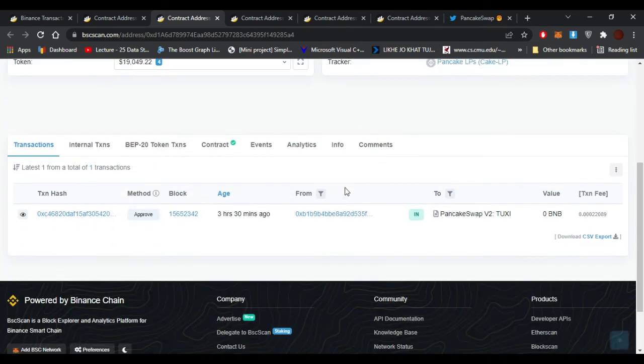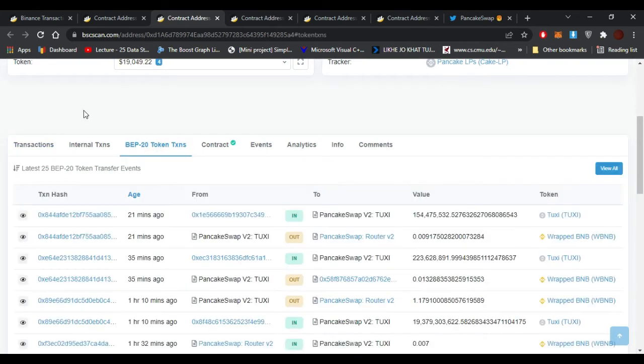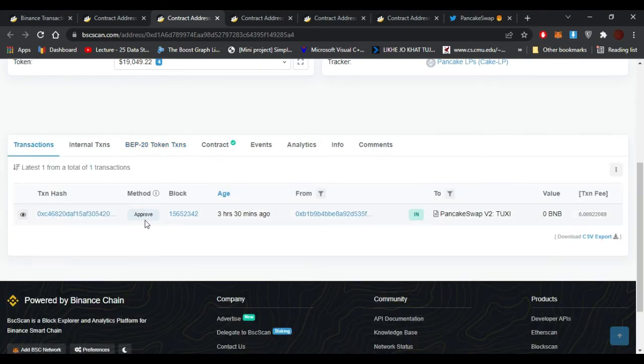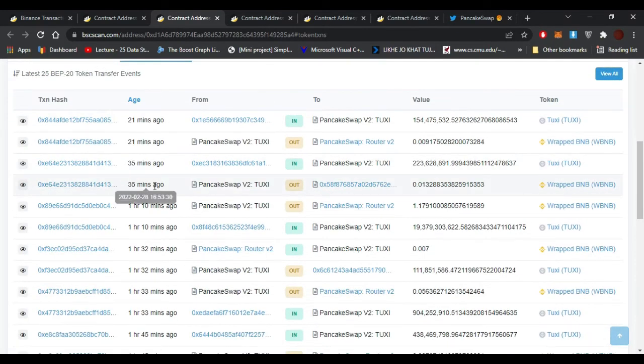And as you can see, this guy is actually ahead of the time, ahead in the game. So whenever the announcement comes in, he will probably be among the first to buy, or maybe he is using some kind of bot, because he has already approved the router to take BNB tokens from his account to buy some Tuxi tokens whenever they get listed, or if he sees the announcement. Actually, that was like 3 hours ago, and you can already see some action here, that people are already buying some of them, right?